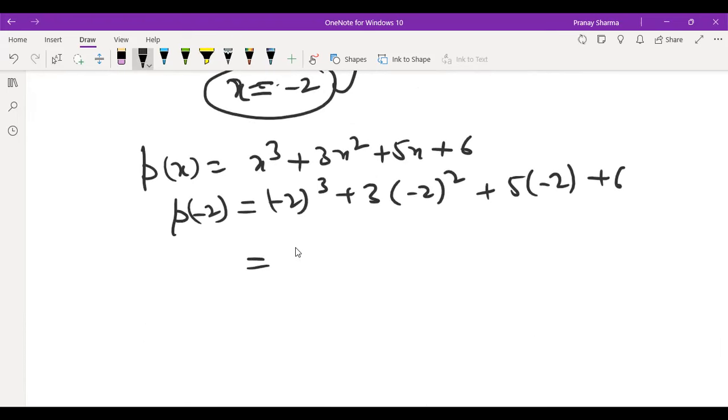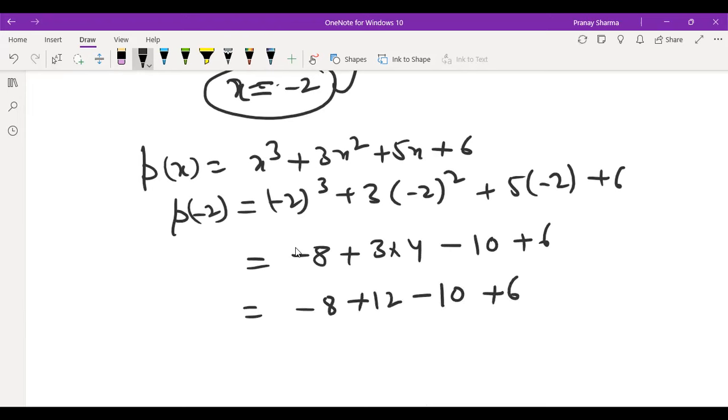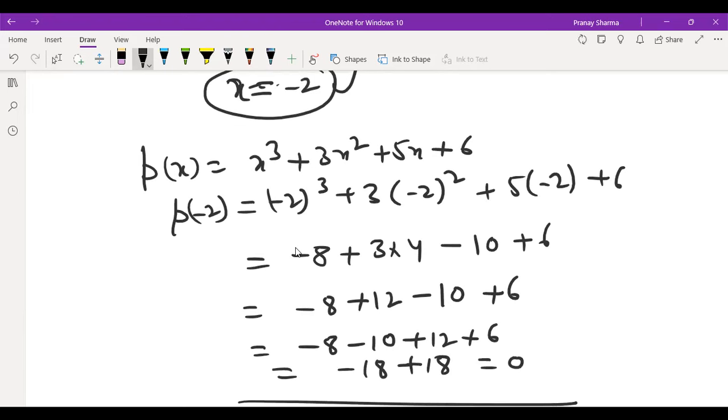Let us calculate the value. It will be minus 8, that is minus 2 into minus 2 into minus 2. This will be 3 times 4, minus 10, plus 6. So minus 8 plus 12 minus 10 plus 6. I am rearranging like terms: minus 8 minus 10, plus 12 plus 6. So this will be minus 18 plus 18. Now if you perform this, you will have 0. That means at x equals minus 2, we are getting p of x as 0. That means x plus 2 comes out to be a factor of p of x.